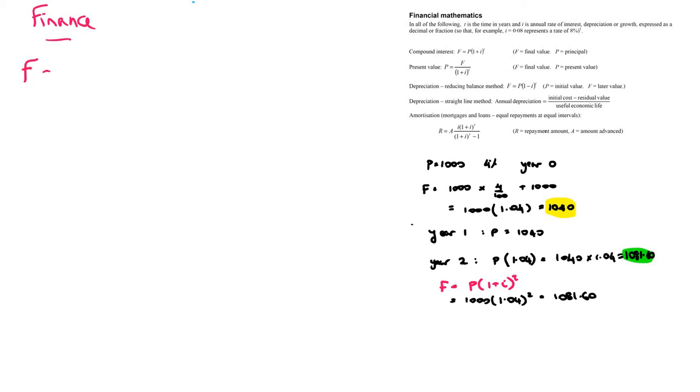If you can use this formula, then you'll have a good chance of getting marks on the paper, okay? Where F is just the final amount, P is our principal, so our original starting amount, I is the interest rate, which is usually as a decimal, and T then is our time.